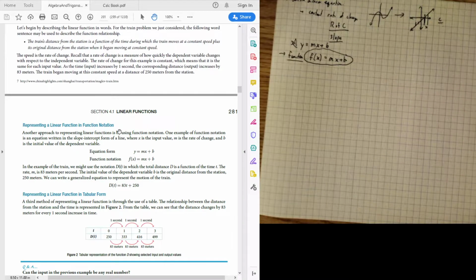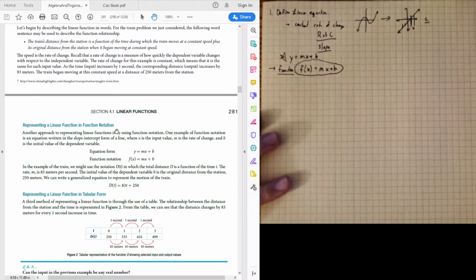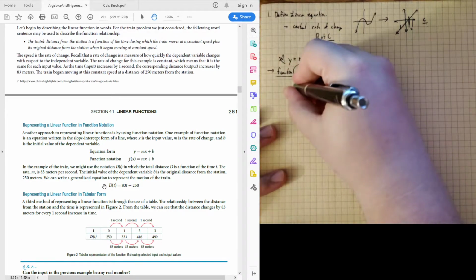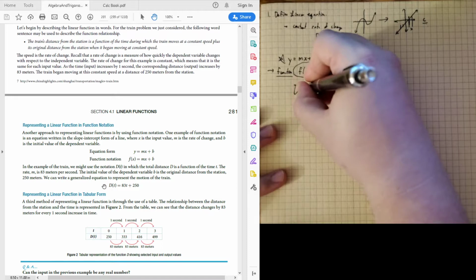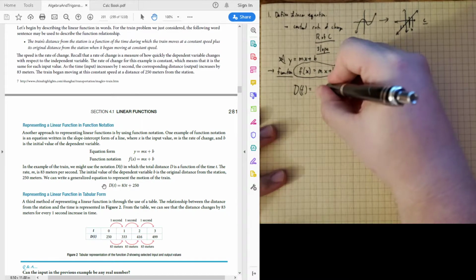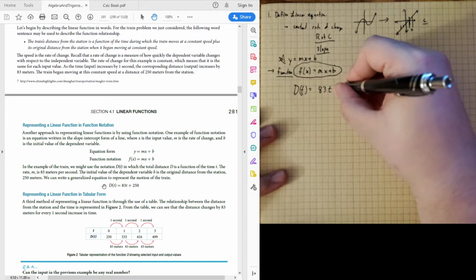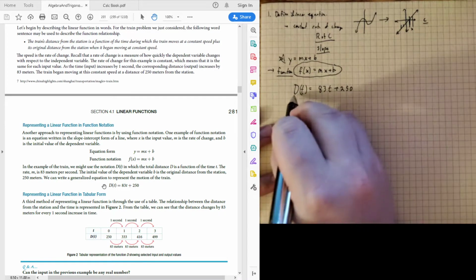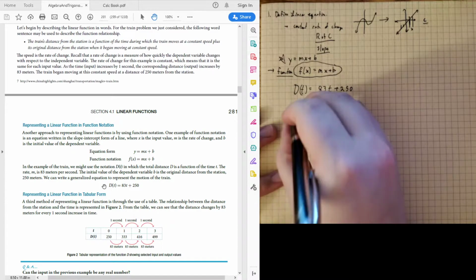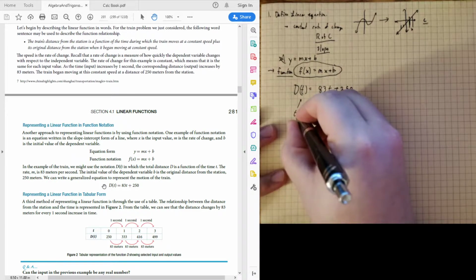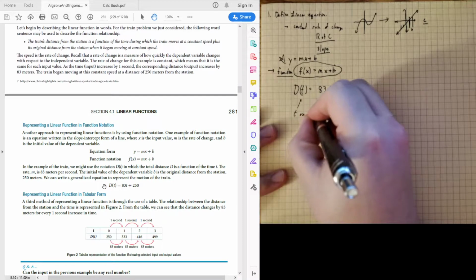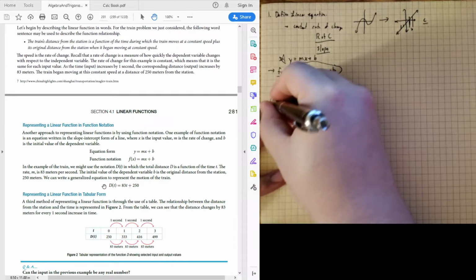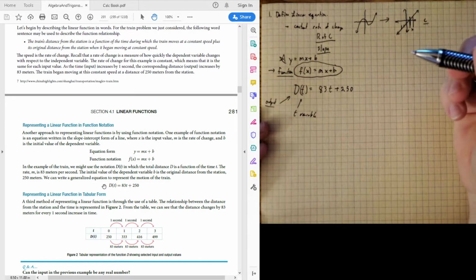I want to point out in our book a very important detail here, one of the first clear examples of this functional notation of a linear function. It uses this notation, d of t is equal to 83t plus 250. Now, in this case, we know this is a function with respect to t. So this tells me that t is the variable, and d is what's being changed. This is the output, or what we call the dependent variable.